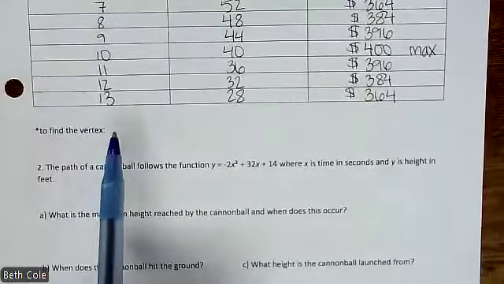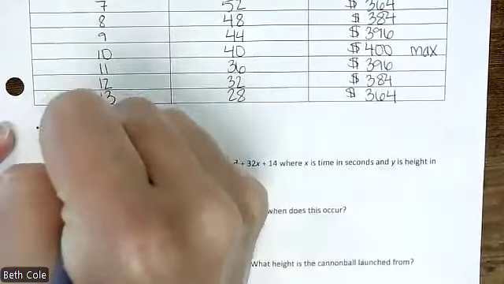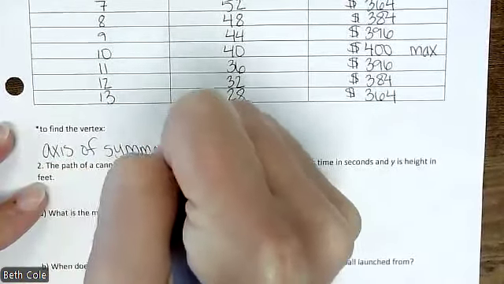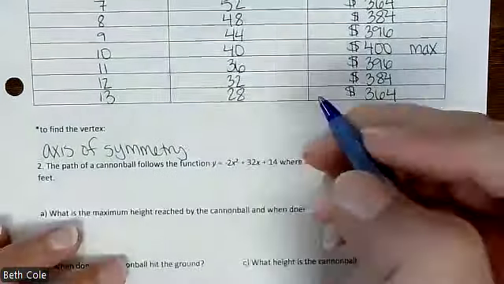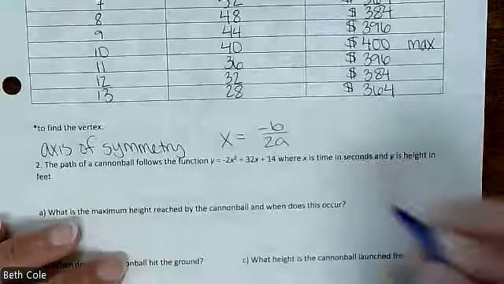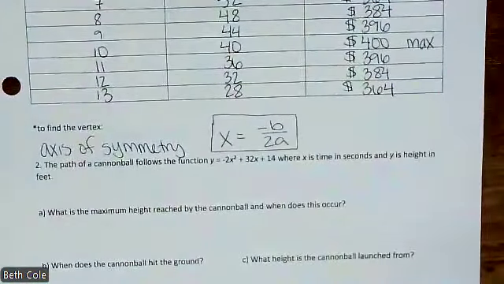Now to find the vertex, I'm going to give you a teensy little formula here, or the axis of symmetry, because those are both in the center, same thing, right? So the vertex or the axis of symmetry, it is this little formula, x equals negative b over 2a. That is your shortcut to get to that center point.